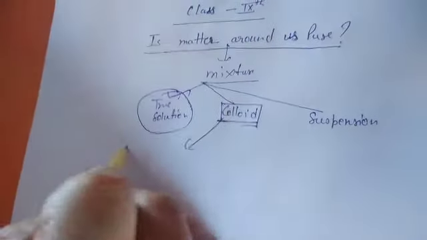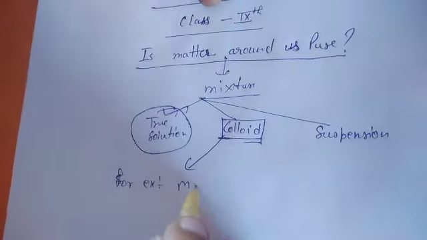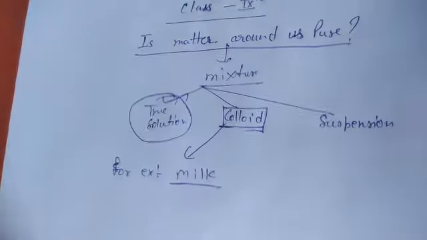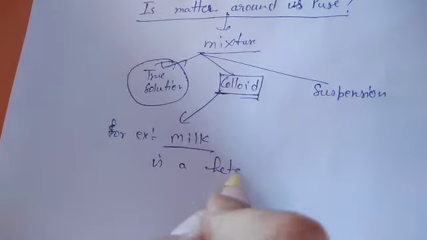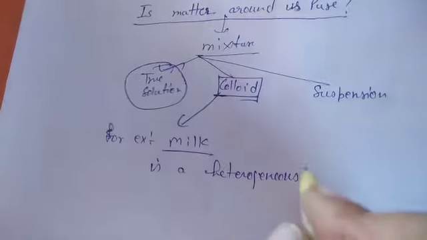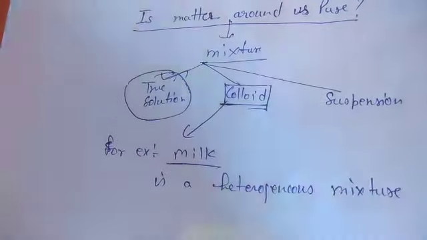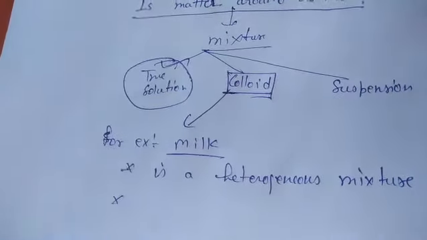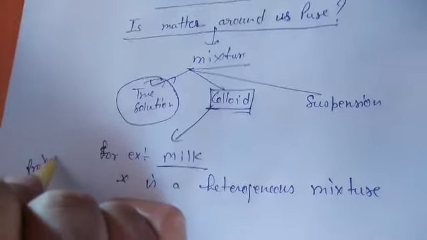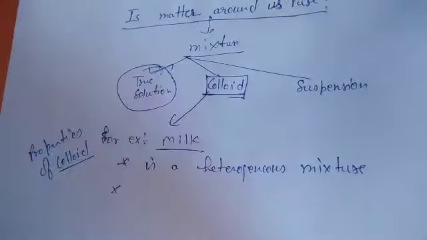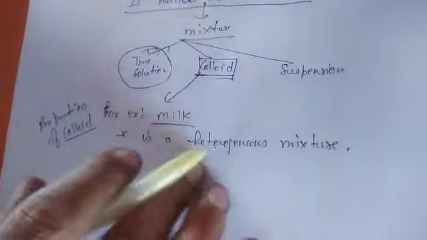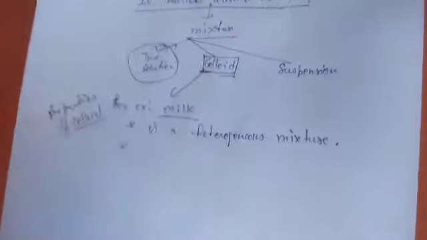Colloids seem to be homogeneous. For example, the simple colloid example I am giving you is milk. It seems homogeneous, but a colloid is a heterogeneous mixture. These are the properties of colloids you should learn. A colloid is a heterogeneous mixture, which is the reverse of a solution. A solution is a homogeneous mixture, while a colloid is a heterogeneous mixture.